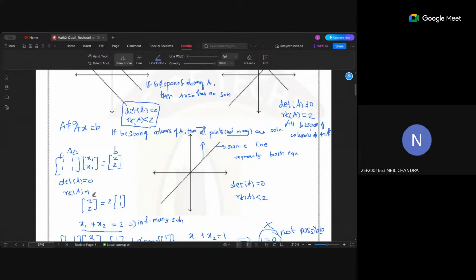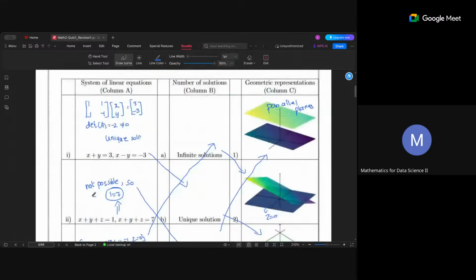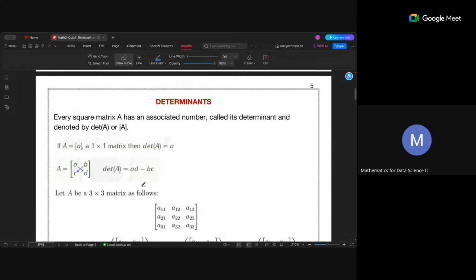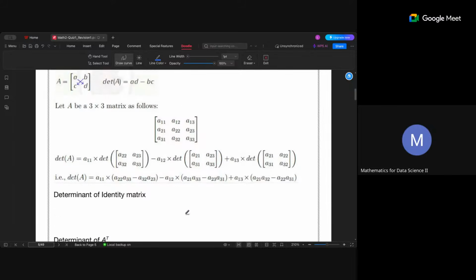All right, so determinant, you people already know the formulas for determinant, so let me not spend the time explaining the formulas and all.